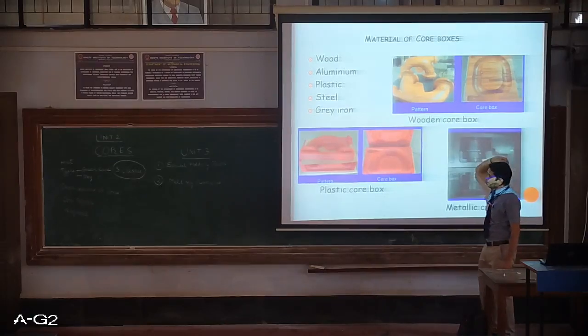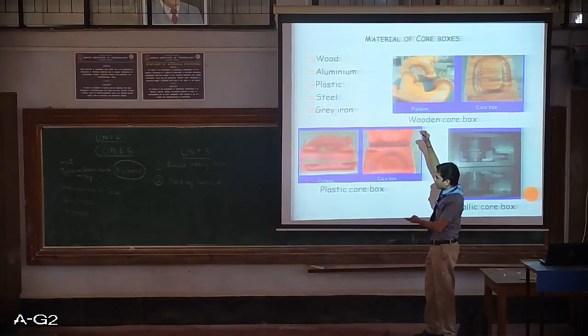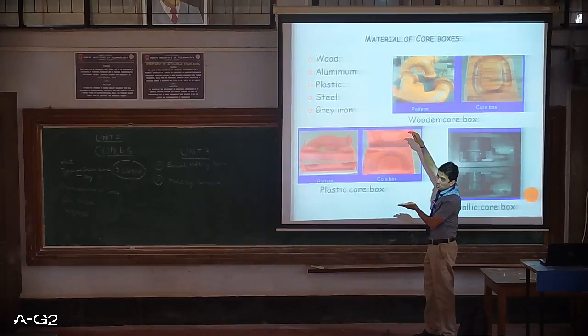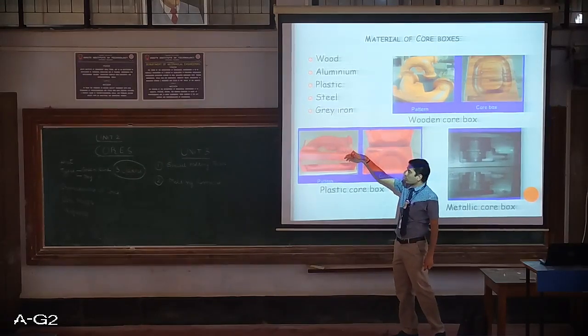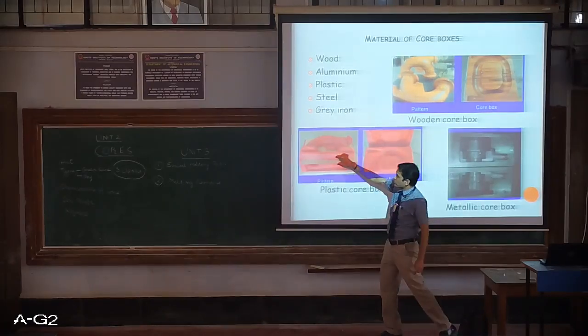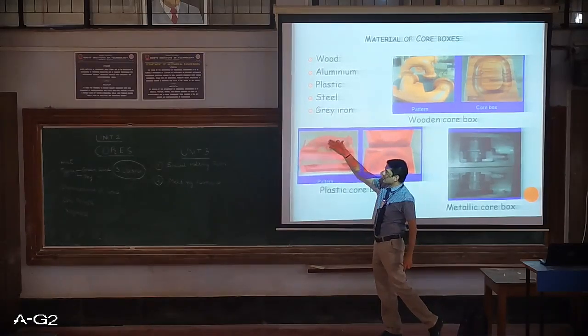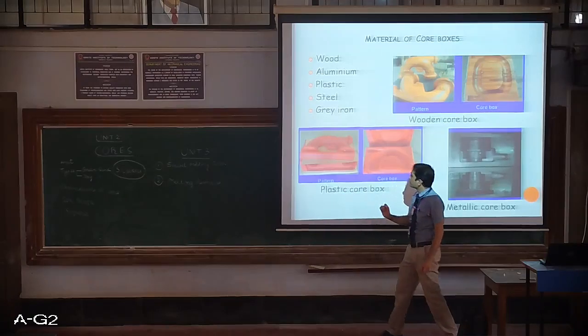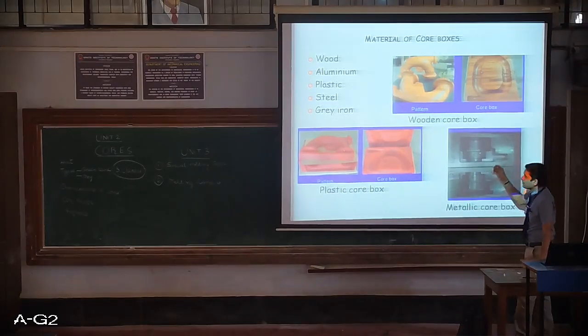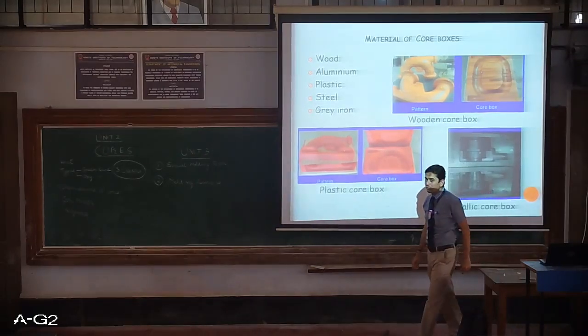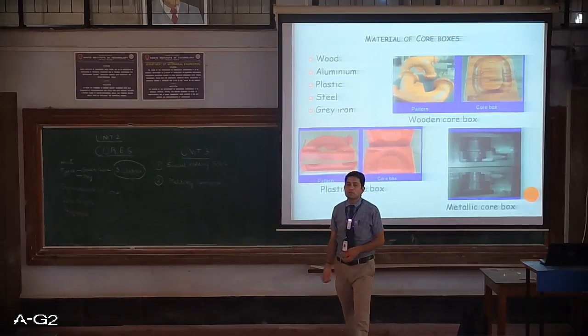Okay. Similarly, the core box can also be made of plastics. This is the pattern, right? Which is used for making the hollow sections. This will be used for making the hollow sections. This is the pattern, and this will be the hollowness inside. This is the core box, the complete core box. Similarly, here this is the metallic core box. This you will understand more perfectly if you have a visit to any foundry industry.